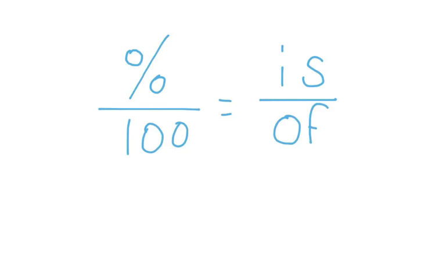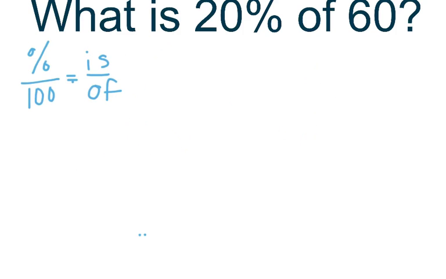If you get everything right on a test, your percentage is out of 100. So that's why this 100 is never going to change. So you're always going to put your percent over 100, and then you're going to look for keywords is and of. I know that sounds really odd, but let's look at what that looks like. All right, so what is 20% of 60?